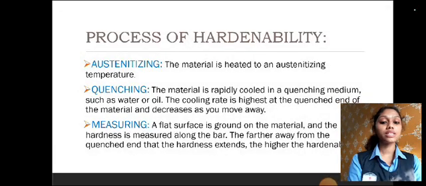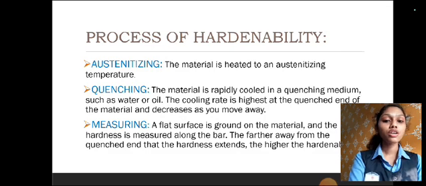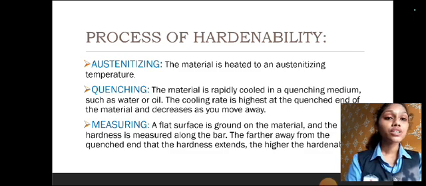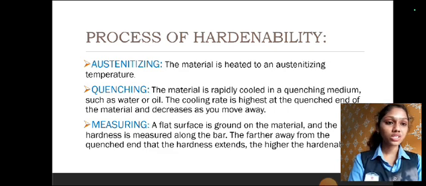Process of hardenability. The hardenability of a ferrous alloy is measured by a Jominy test. In the Jominy test, a material bar of standard size is transformed to 100% austenite through heat treatment and is then quenched at one end with room temperature water. Austenitizing: the material is heated to an austenitizing temperature. Quenching: the material is rapidly cooled in a quenching medium such as water or oil.